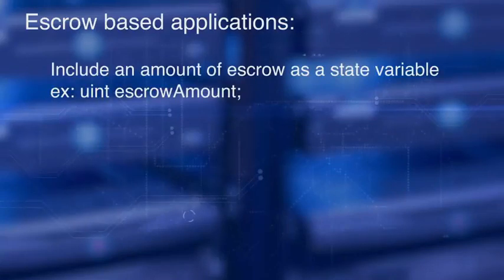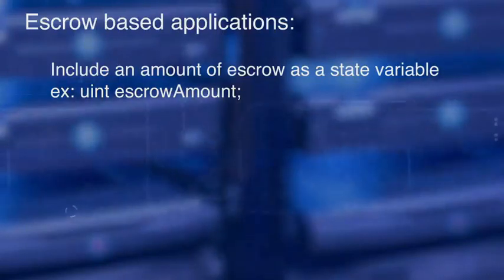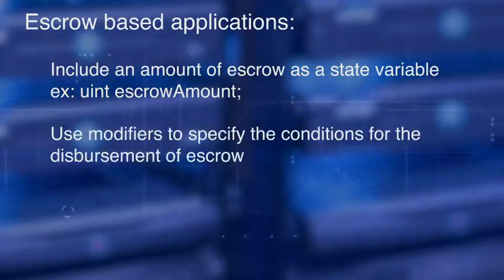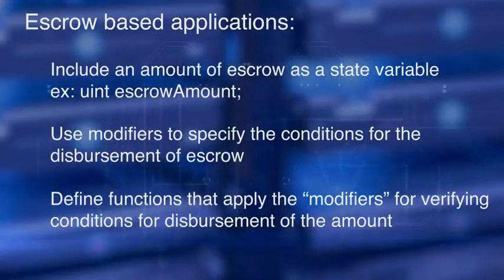Include the amount of escrow as a state variable, for example, uint escrow amount. Use modifiers to specify the condition for disbursement of escrow. Define functions that apply the modifiers for verifying conditions for disbursement of the amount.